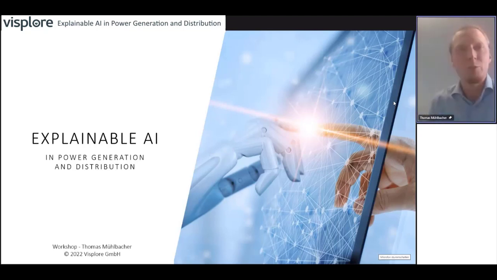Welcome to the workshop about explainable AI in power generation and distribution. There was a keynote on the topic in the morning already, but now in the workshop I will go deeper and focus on showcasing the real-world use cases in the form of live demos. That will be the focus here.